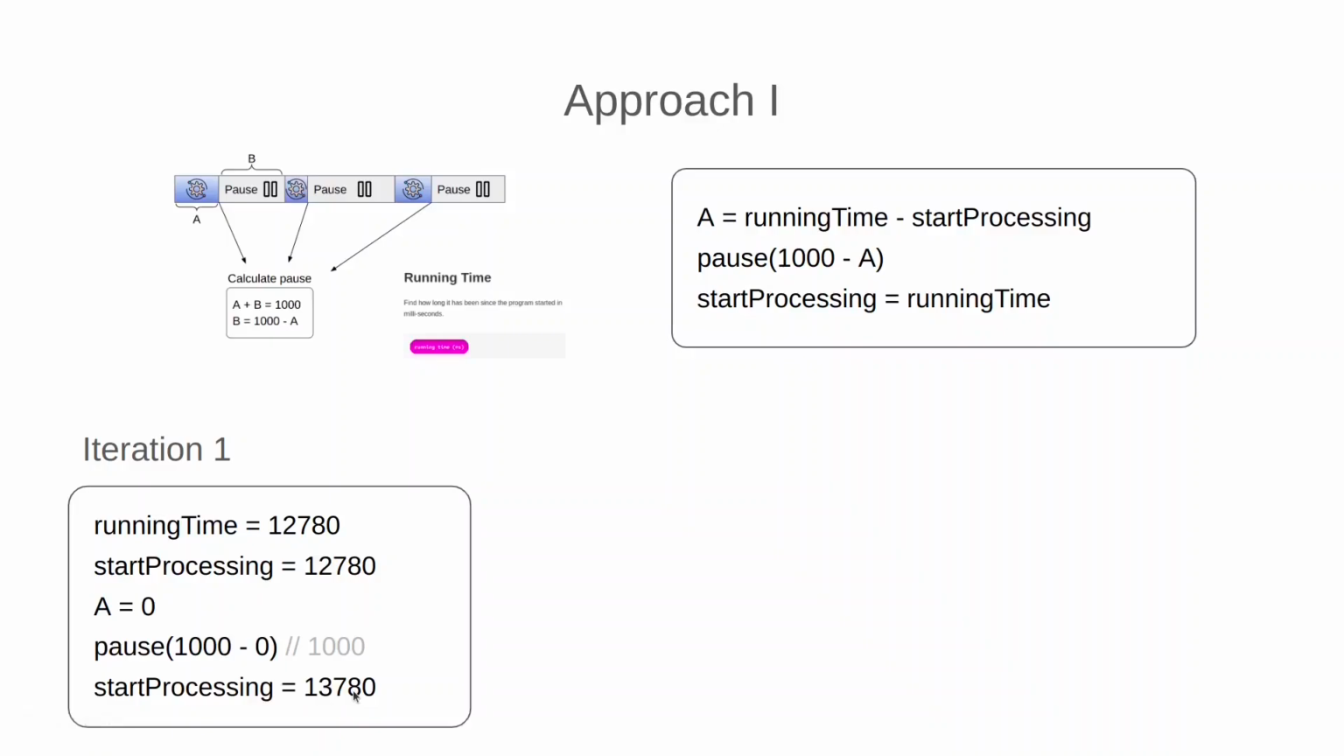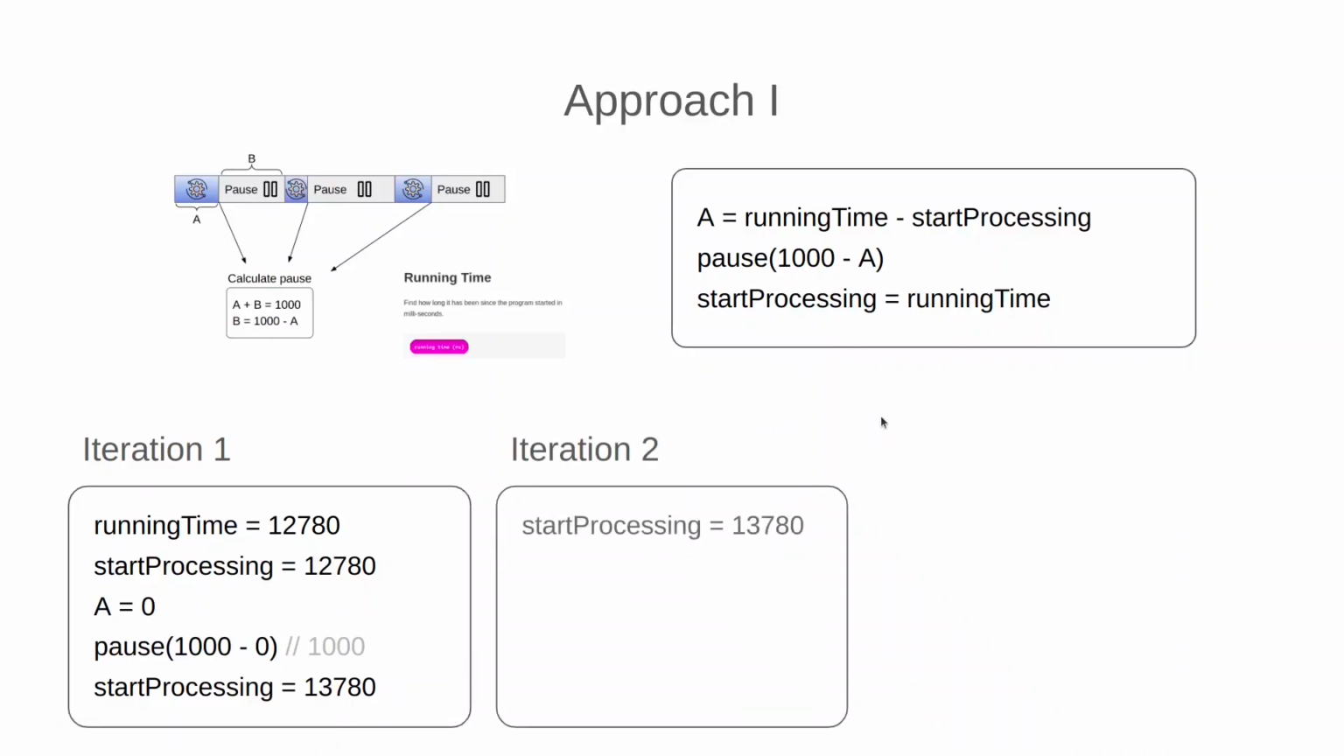So it is 13,780. In the next iteration, what is happening is that I'm just copying this start processing to here. Running time is, for example, 13,880. Difference is 100, and the pause time should be 1000 minus 100, which is 900 milliseconds.